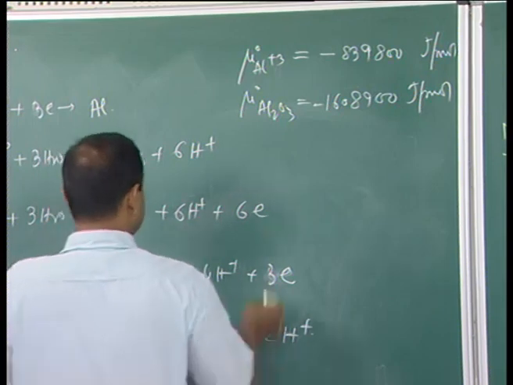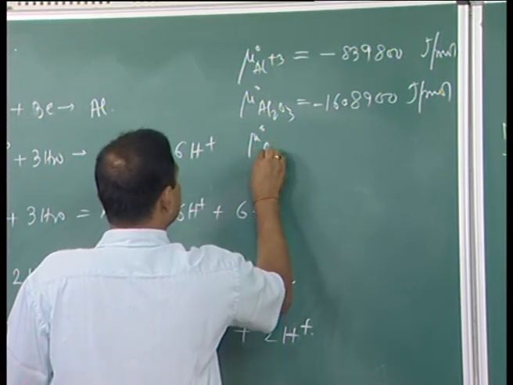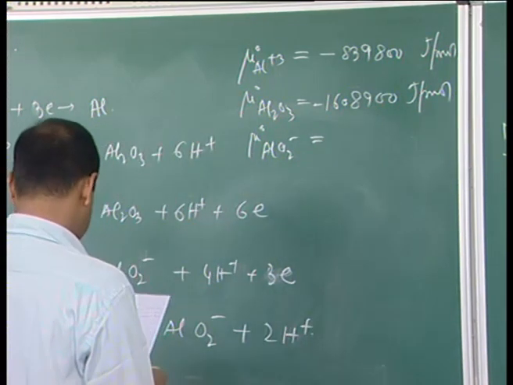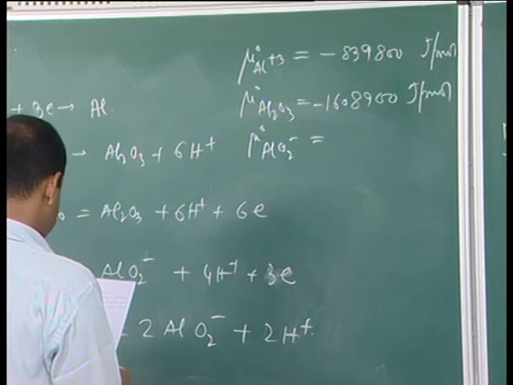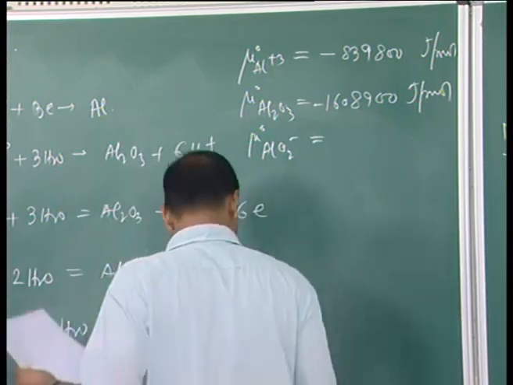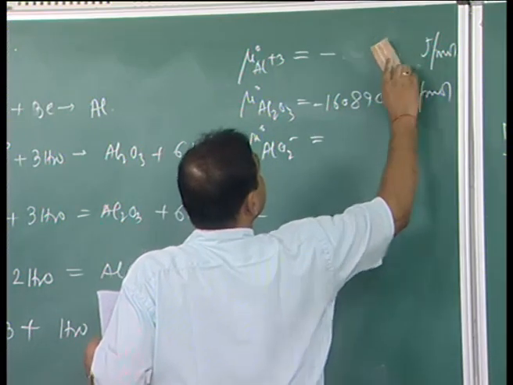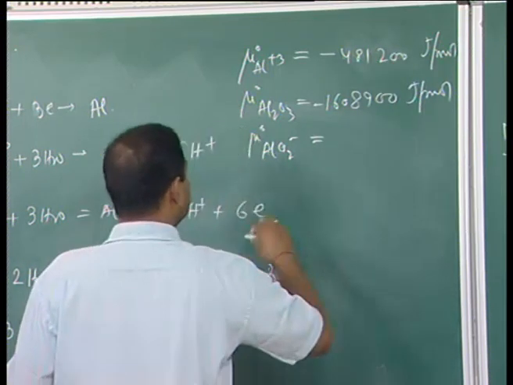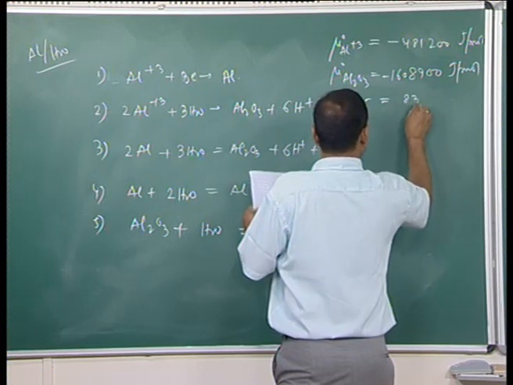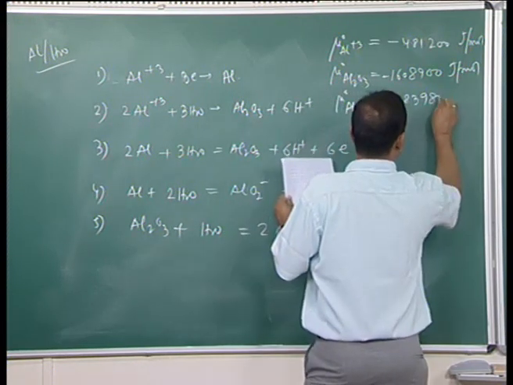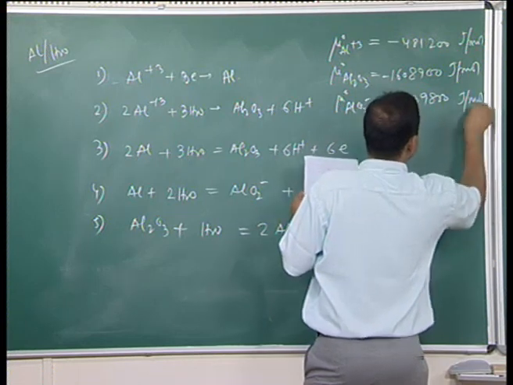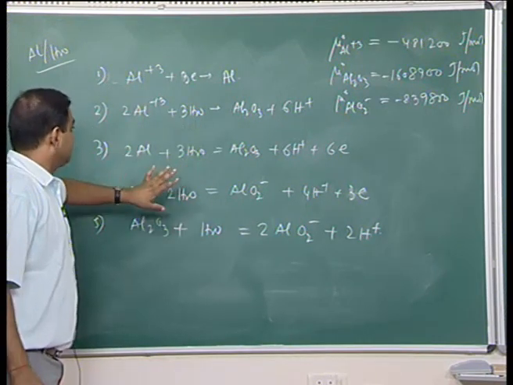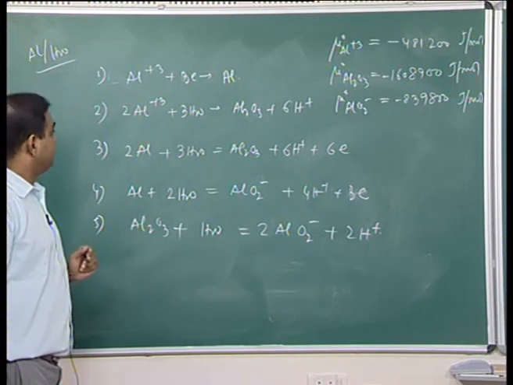Similarly we can also have the mu 0 of AlO2-, this data, sorry, I made a mistake. This value would be minus 481,200 joule per mole, and this is minus 839,800 joule per mole, and all the other values you know already, because H2O you know, H+, all other values are known.